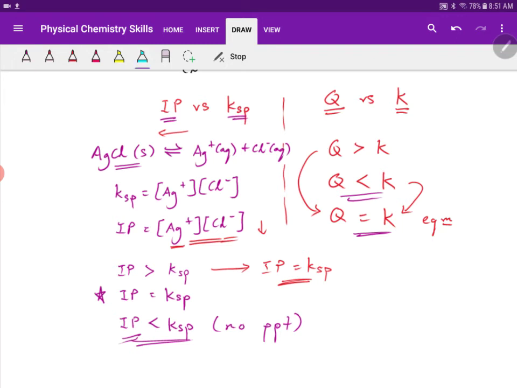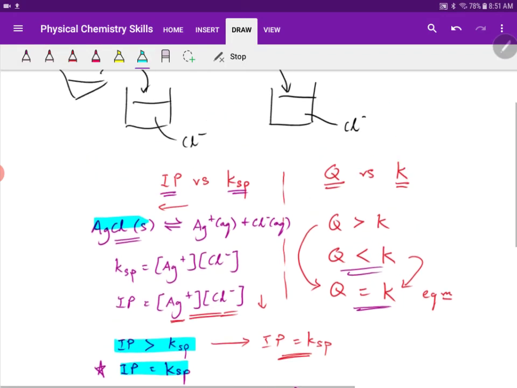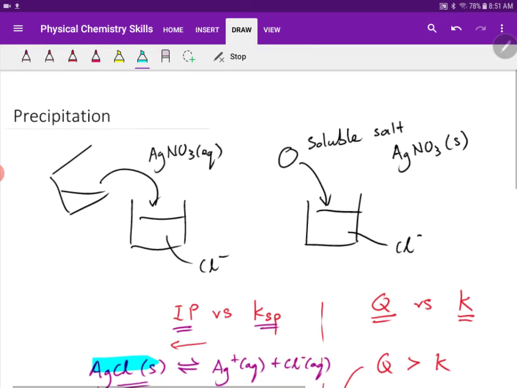But once IP is greater than KSP, you will see PPT forming, and the position of equilibrium will shift all the way till IP is the same as KSP. So let's take a look at the two common examples that we see.